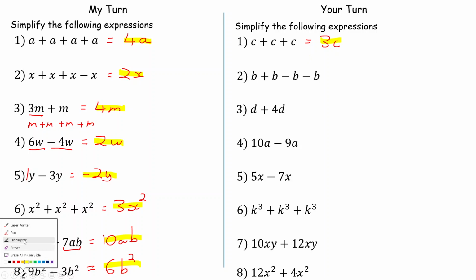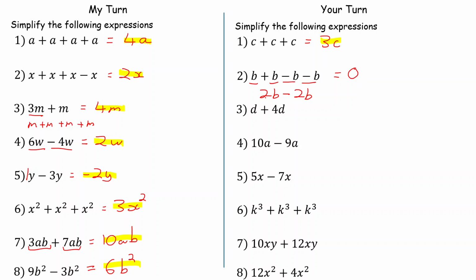Question number 2, we've got b plus b. So b add b is 2b. You're then taking away b and taking away another b. So really here you're doing 2b and you're taking away another 2b. Well, 2b take away 2b is actually going to give you 0. If you've got b add b, that is 2b, and you're taking away both of them, they go. There's nothing there, is there? Equal to 0. That's a bit of an awkward one, but it is equal to 0.